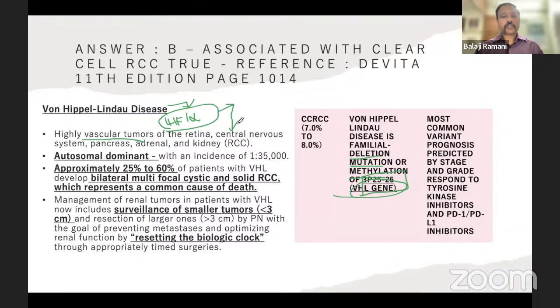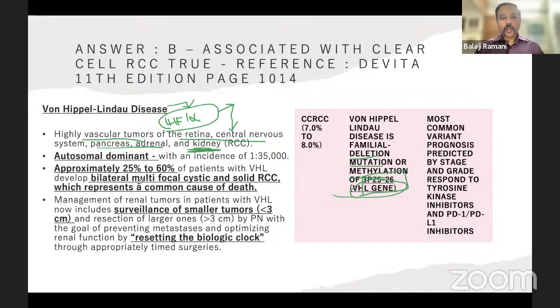So where do these tumors develop? Usually they develop in the kidney, which is the most common location of the tumors. But other than this, they also develop in the retina and in the CNS, plus pancreas and adrenal. So all these areas can have very vascular, highly vascular tumors. So the most common mutation that you get is going to be a loss of function mutation.